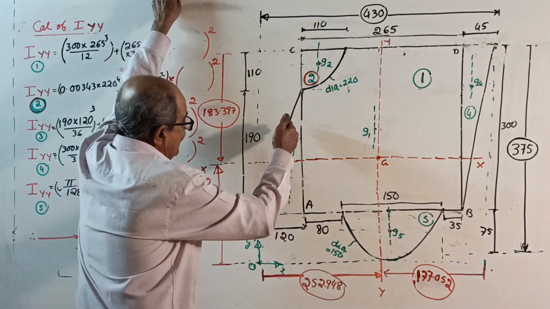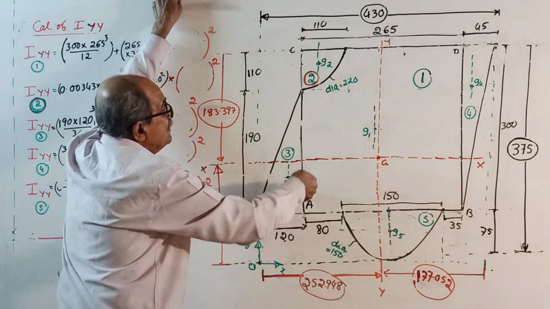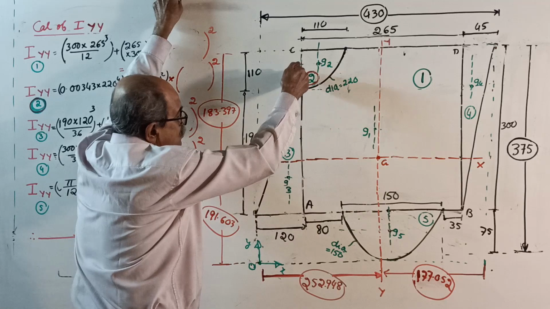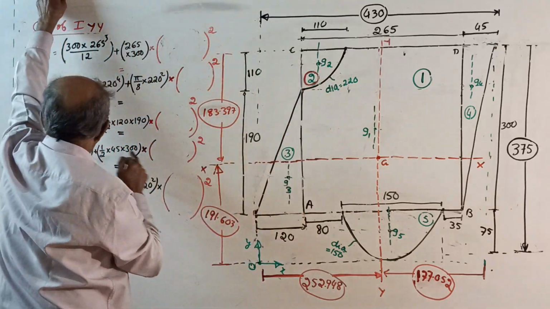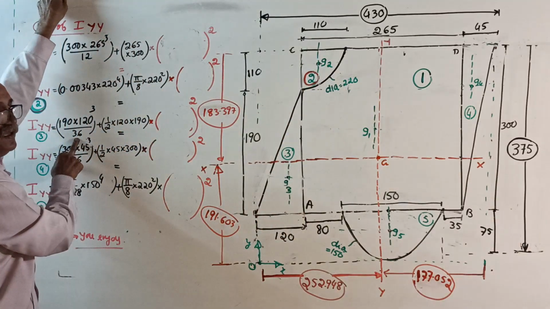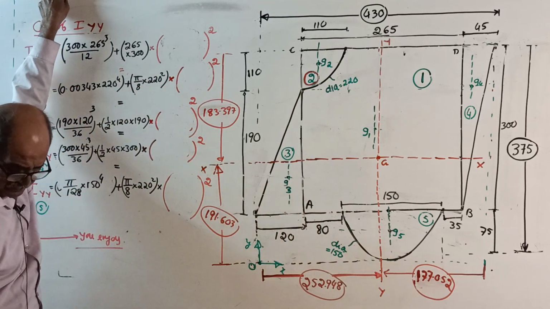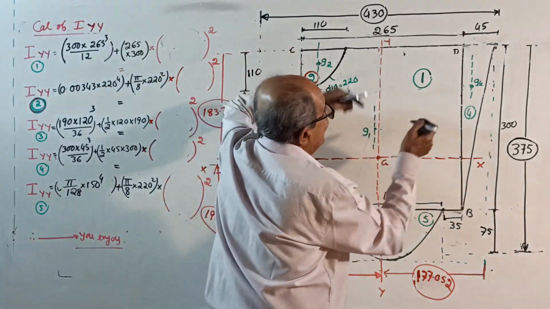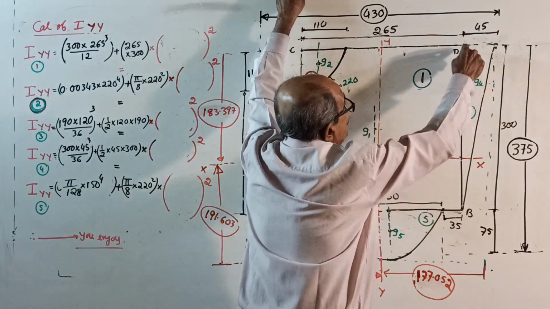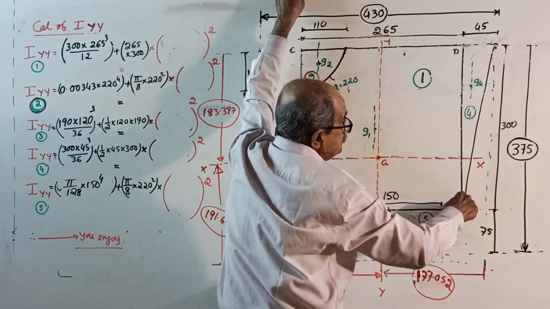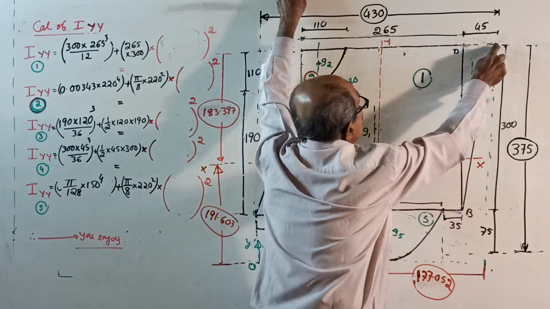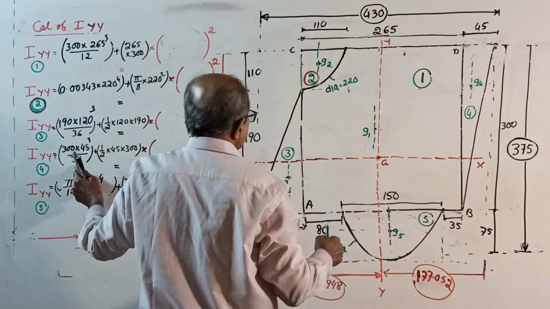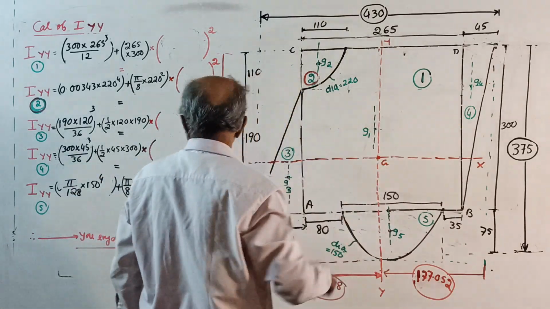Figure 3. I about this axis. Now the parallel is 190. So 190 into 120 cube by 36 plus area into distance square. Okay, h square. Figure 4. I about this axis. The parallel side is 300. 300 into 45 cube by 36 plus area into distance square.